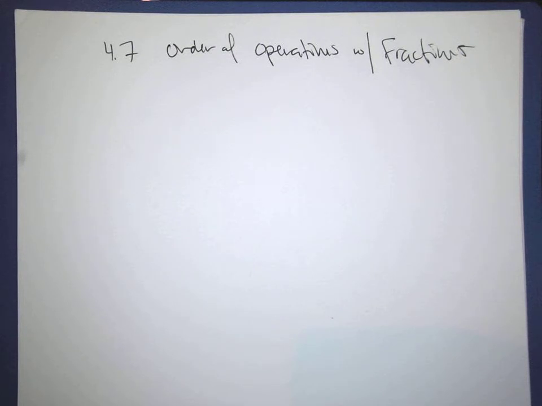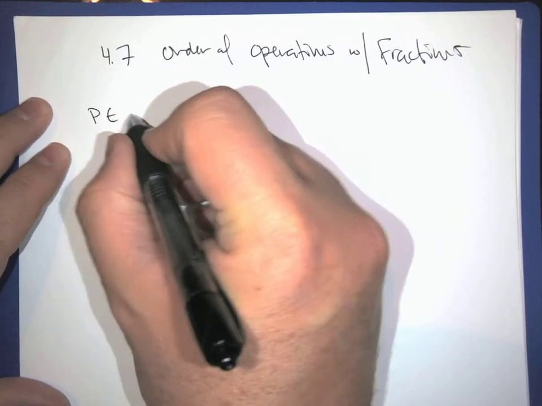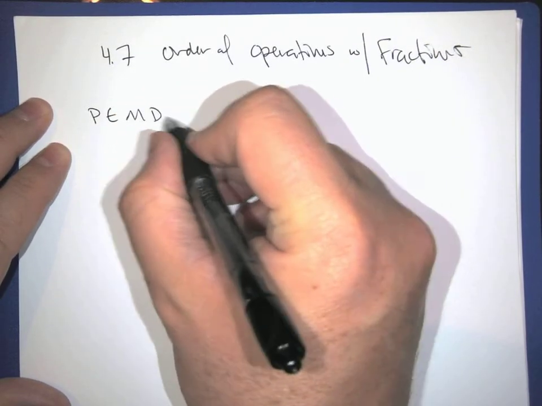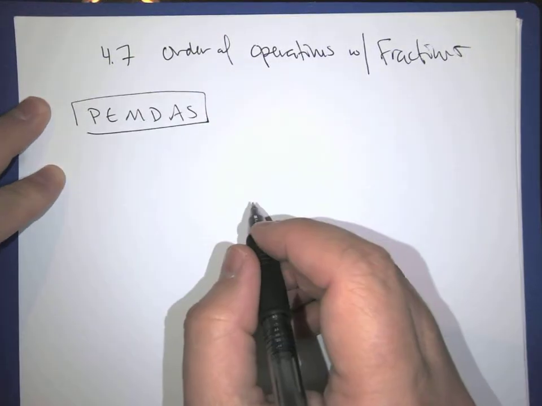And so the idea here is just to make sure that if we're given a pile of Mad Libs style fractions and operations, we could just work our way through it. Quickly, order of operations. Usually, what everybody remembers is PEMDAS, right?